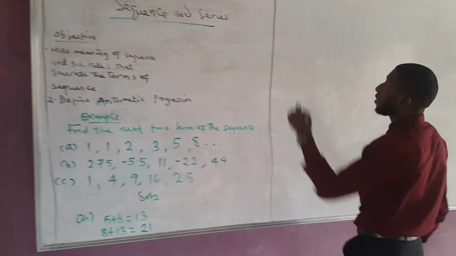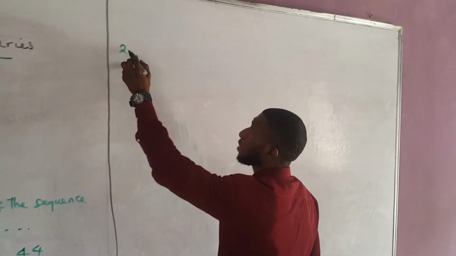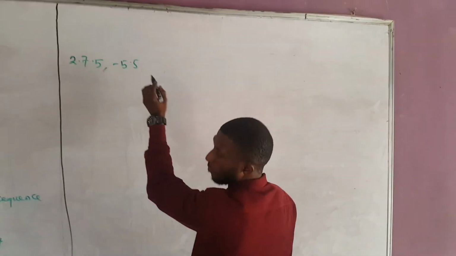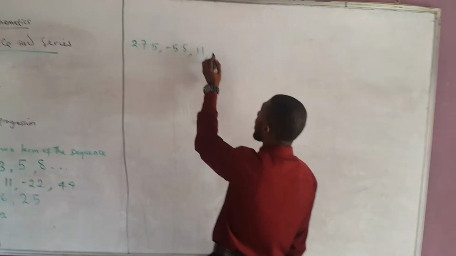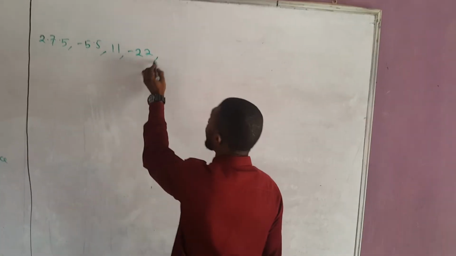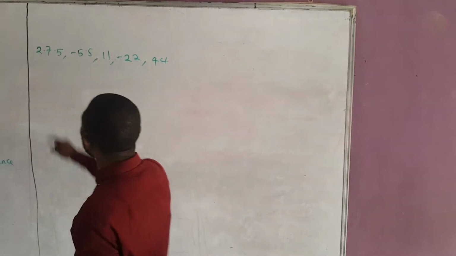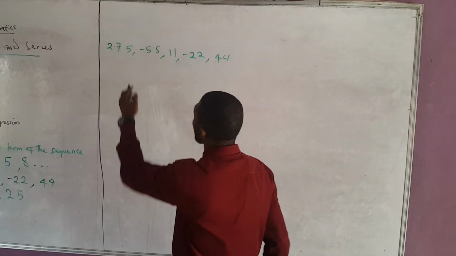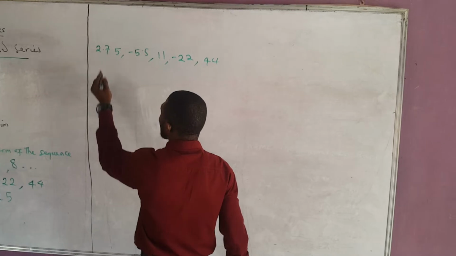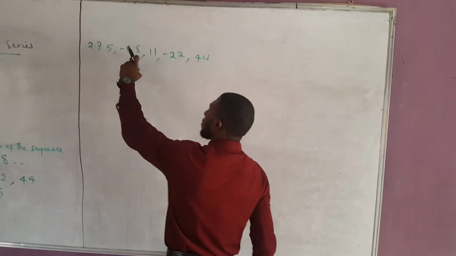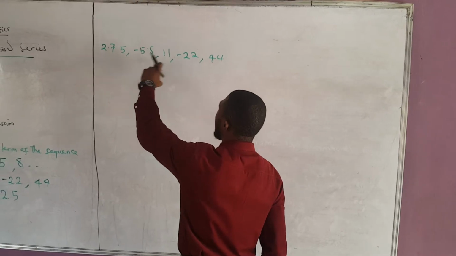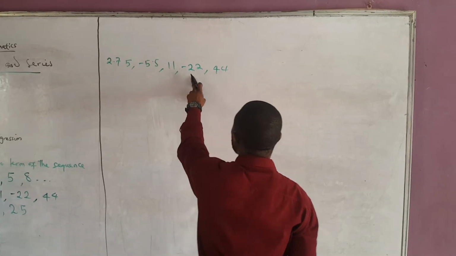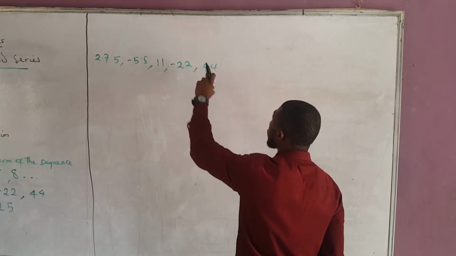For the B part, if you look at the pattern, the first one is 2.75, followed by minus 5.5, followed by 11, followed by minus 22, followed by 44. If you look at these numbers, we have 2.75 multiplied by minus 2, which gives minus 5.5. Multiply minus 5.5 by minus 2, you have 11. 11 times minus 2 gives us minus 22. Minus 22 times minus 2 gives us 44.